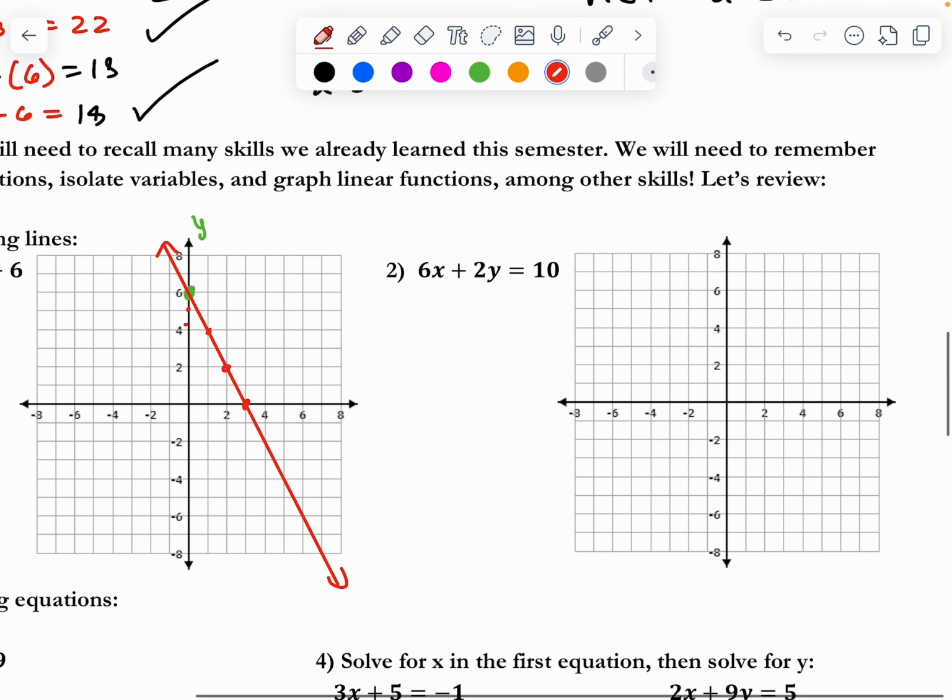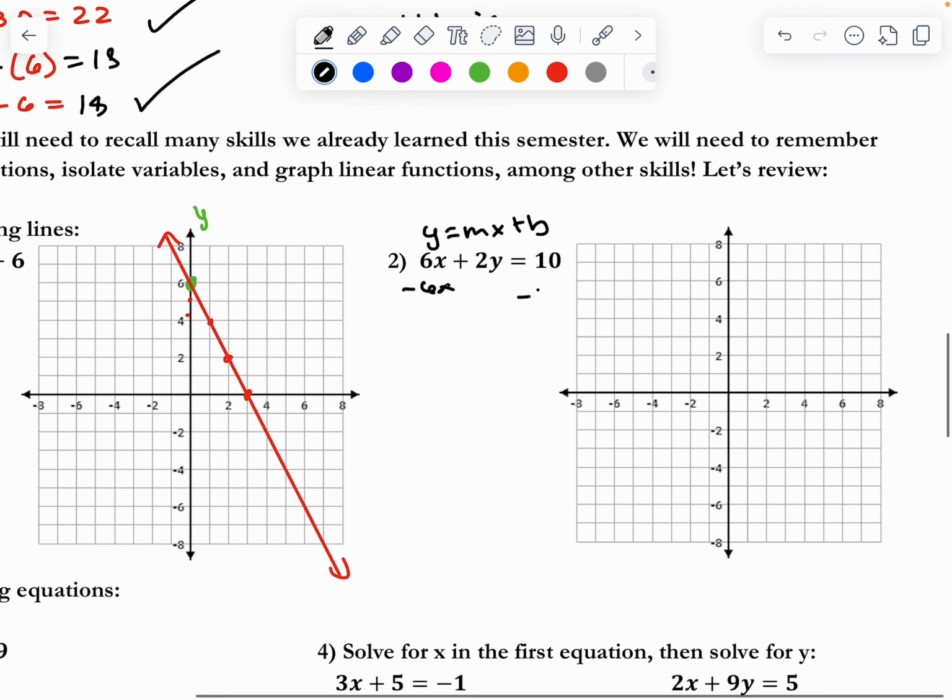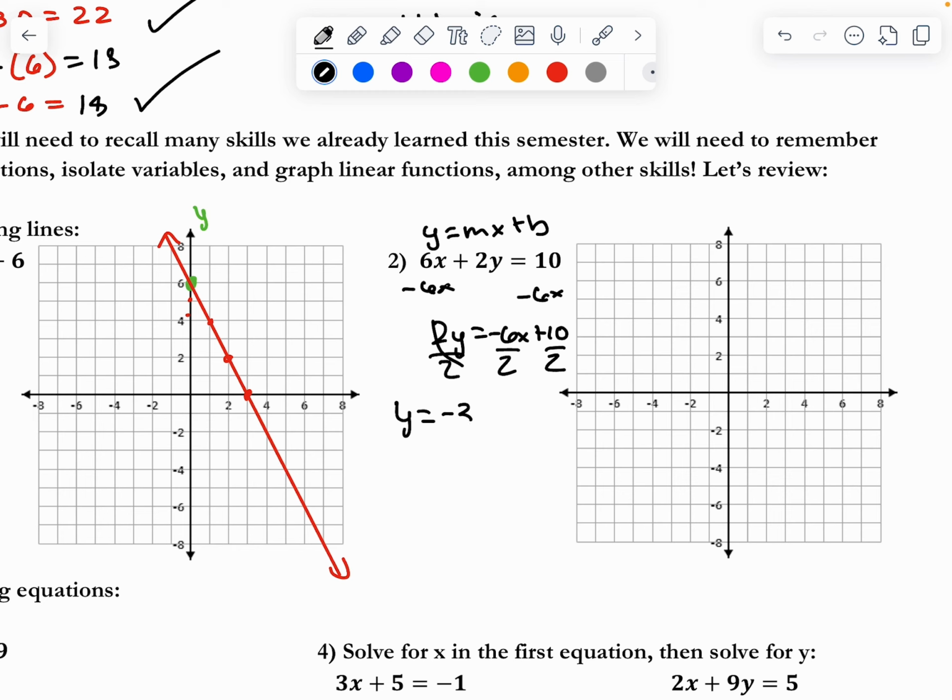This is the harder one, right? Where we can't just graph it because we're not in y equals mx plus b form. In order for us to do that, we have to first subtract 6x. I get 2y, right? And now Anthony's probably going like, rewrite it. And now we divide by 2, divide by 2, divide by 2. And we get y is equal to negative 3x plus 5.